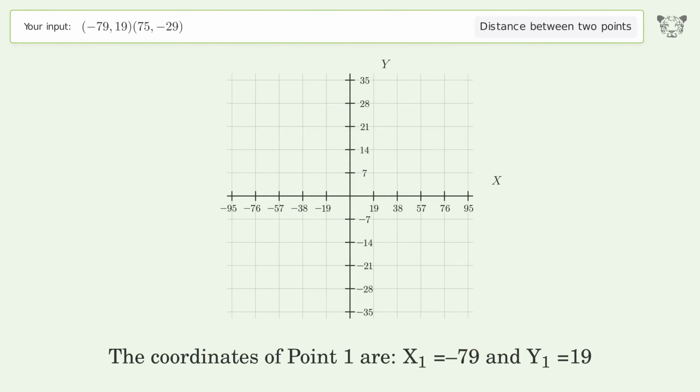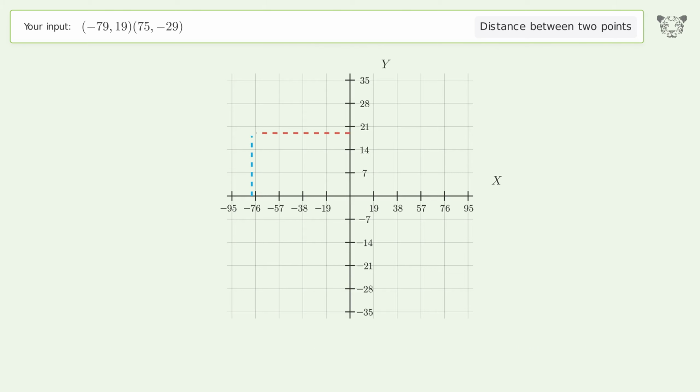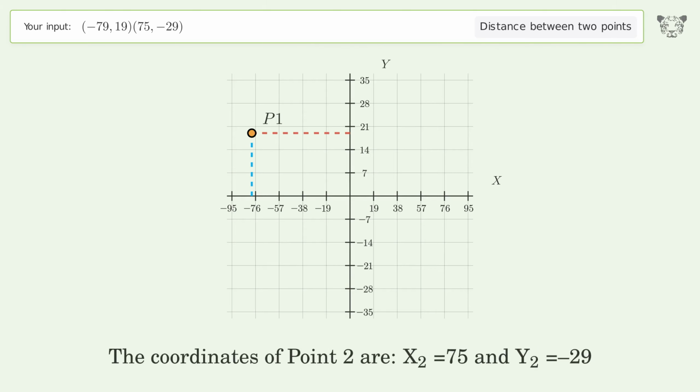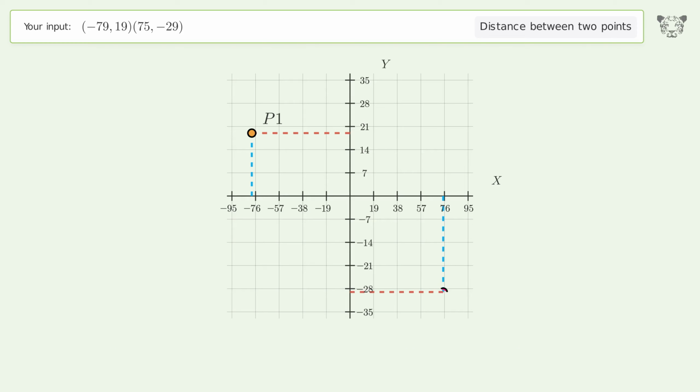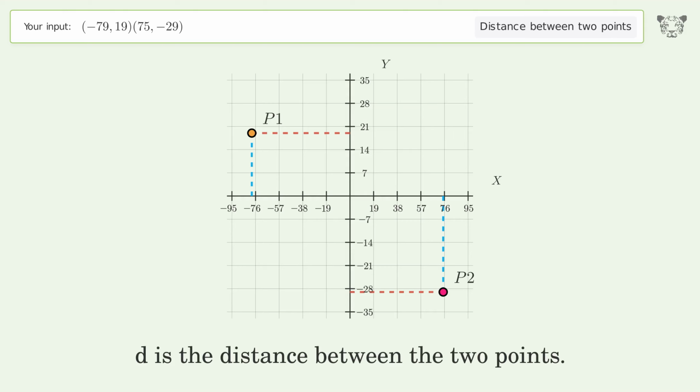The coordinates of point 1 are x1 equals -79 and y1 equals 19. The coordinates of point 2 are x2 equals 75 and y2 equals -29. D is the distance between the 2 points.